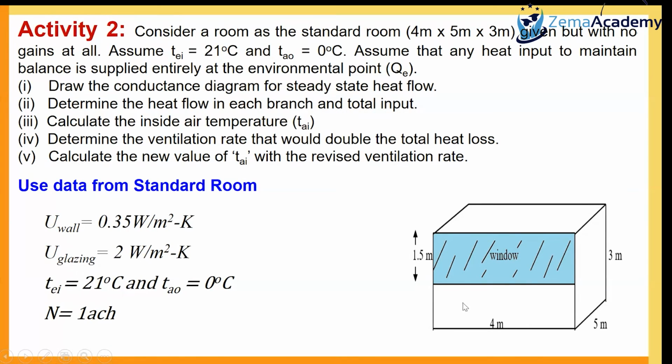The room dimensions, like I said, we'll be using the same room dimensions again and again to relate our calculations from the previous. So the room dimensions are given as 4 times 5 times 3. The window height is 1.5. The U of the wall is 0.35 watt per meter square Kelvin. U for glazing is 2 watt per meter square Kelvin. N is taken to be 1 air change per hour.